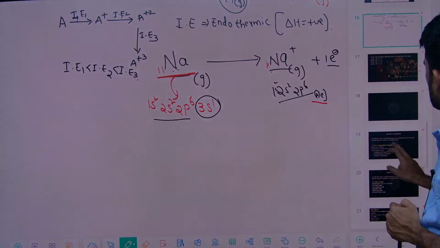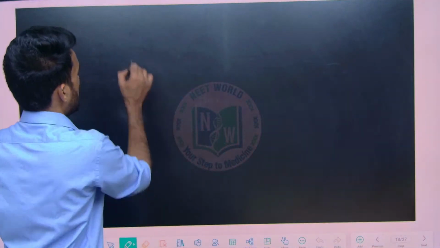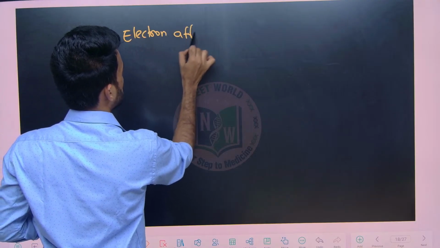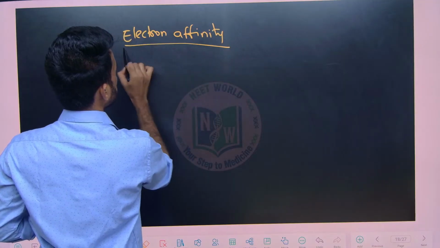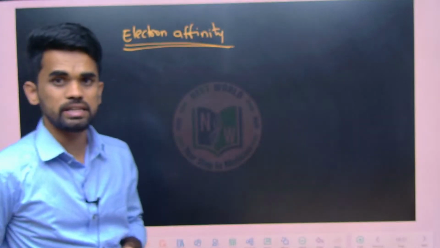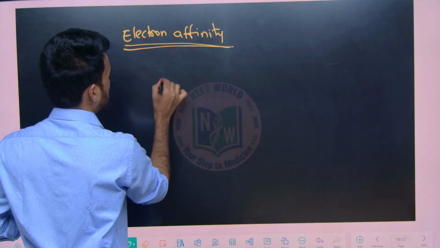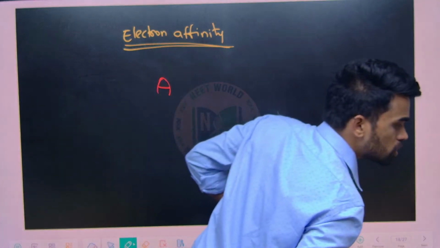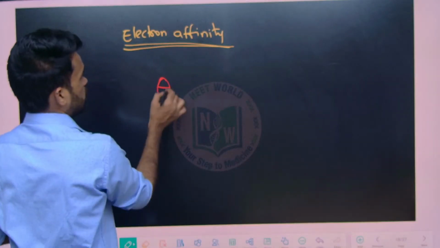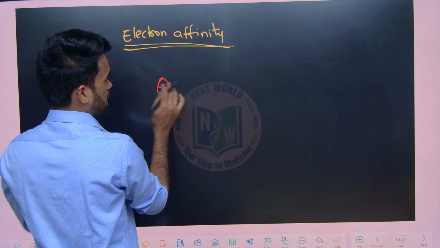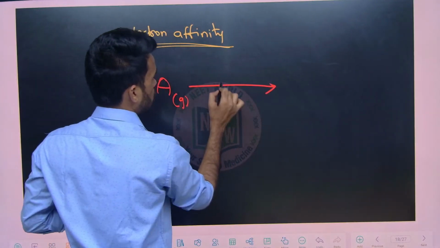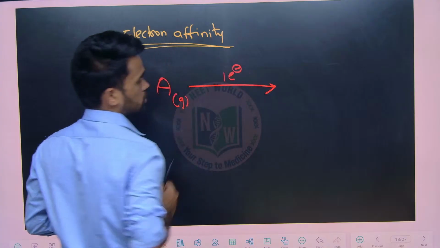So this is periodic table and classification of elements, and one more periodic property we need to discuss is electron affinity. Electron affinity is also considered as electron gain enthalpy. So what do we mean by electron affinity or electron gain enthalpy? It means the tendency of an element, let us say A is an element, to gain an electron. Now I am adding one electron.